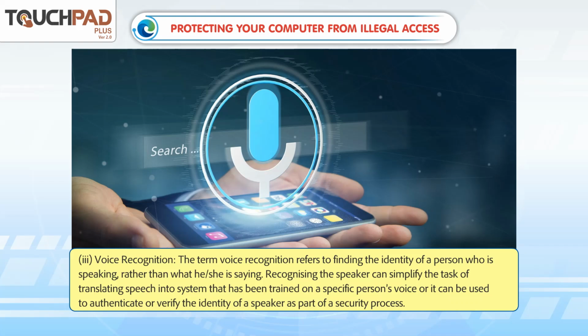3. Voice recognition. The term voice recognition refers to finding the identity of a person who is speaking, rather than what he or she is saying. Recognizing the speaker can simplify the task of translating speech into a system that has been trained on a specific person's voice, or it can be used to authenticate or verify the identity of a speaker as part of a security process.